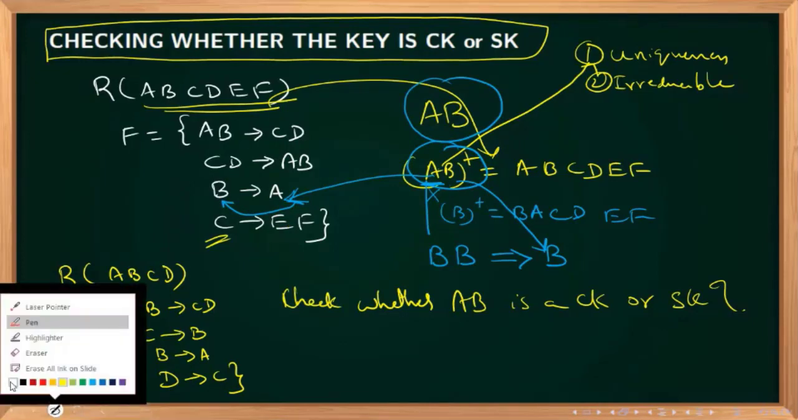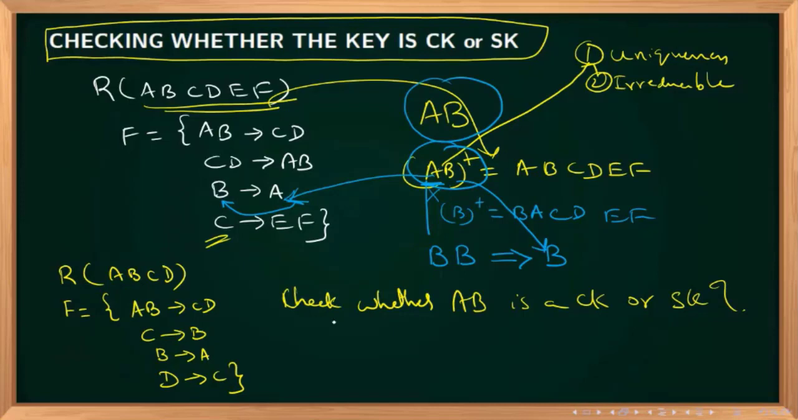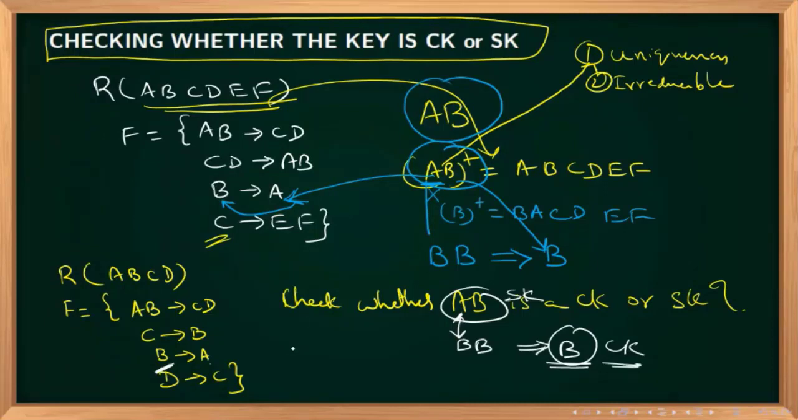A lot of students are telling the answer. Very good, so many are telling the answer. It's only a super key. Why is it only a super key? Instead of A, you can substitute B. If you substitute instead of A, this will become BB. BB is actually B. That means AB is a super key and B is the candidate key. So the answer statement is: AB is a super key only, but not a candidate key.